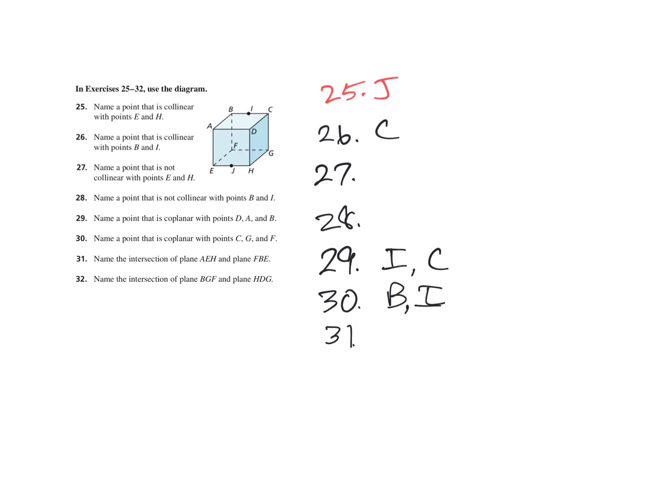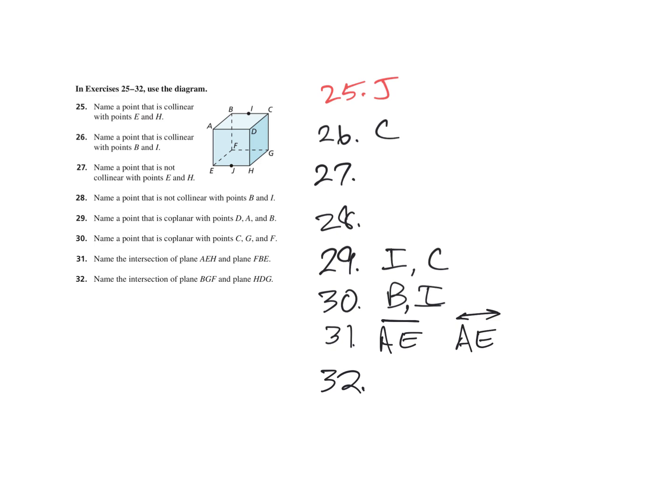31. Name the intersection of plane AEH. So AEH is the front of the box. And plane FBE, that would be the side of the box. So where do they meet? They meet at this corner, line AE, or you could call it a segment. I'll take AE the line, even though it's not drawn, but either one of those is fine.